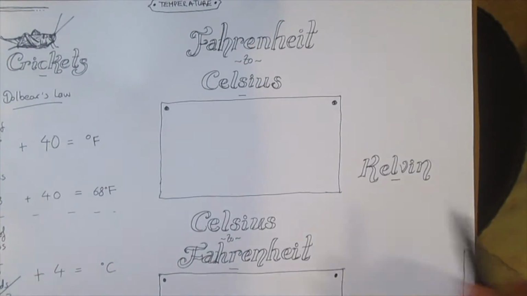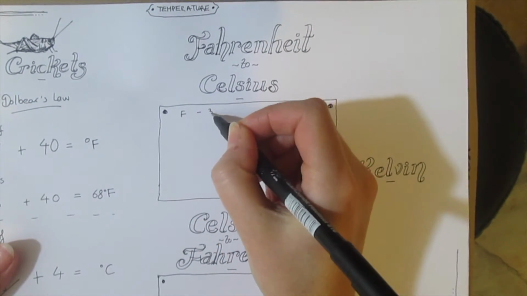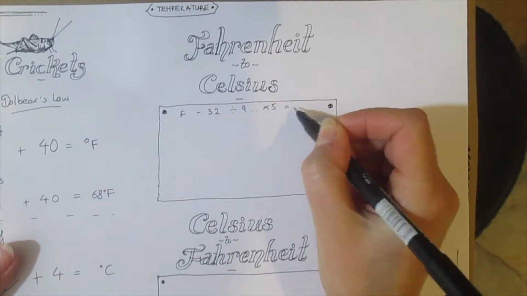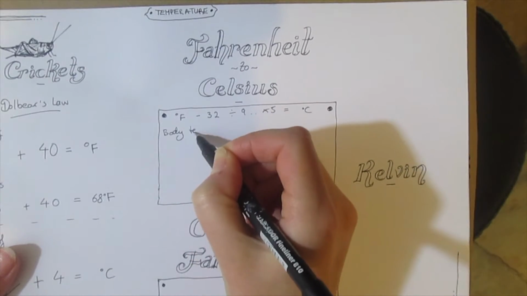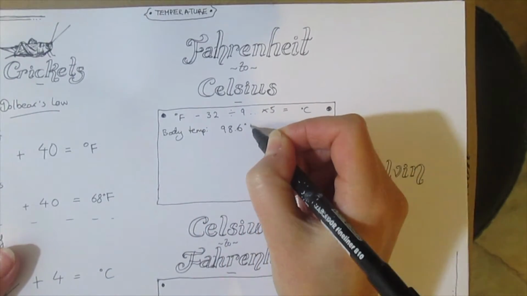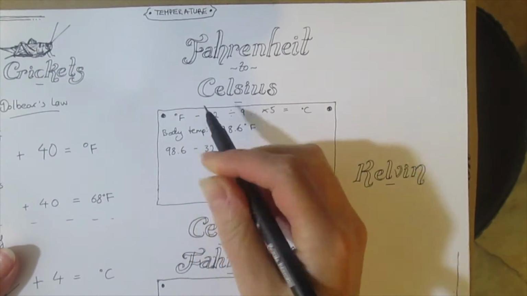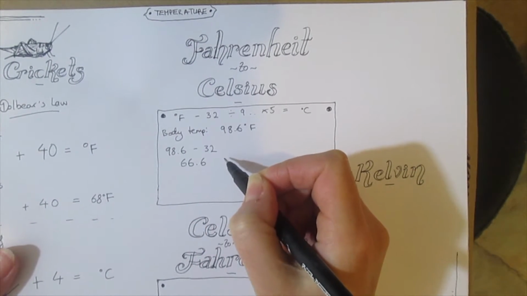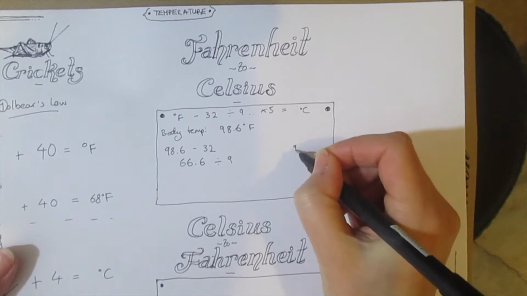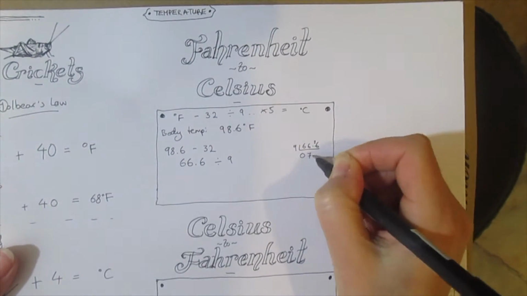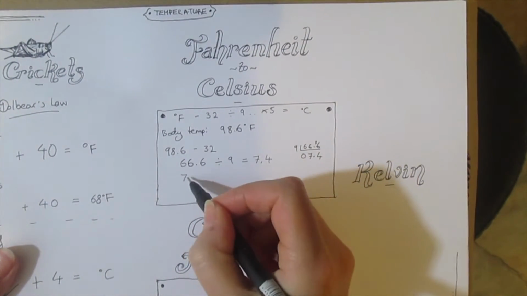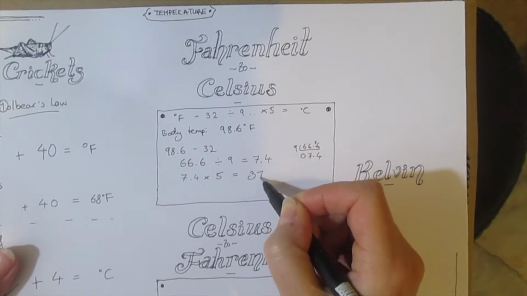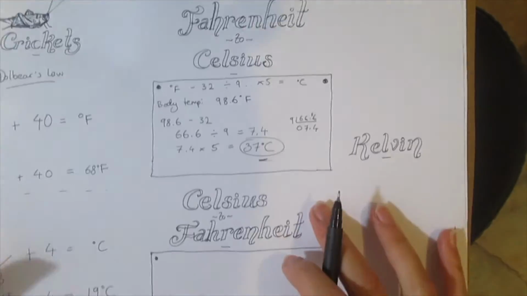Fahrenheit to Celsius. So let's check it out with the temperature we know already in both scales, which is body temperature, 98.6 degrees Fahrenheit. So here we know the formula. Take away 32, which is 66.6, divided by 9, and then multiply by 5, and you get 37 degrees Celsius.